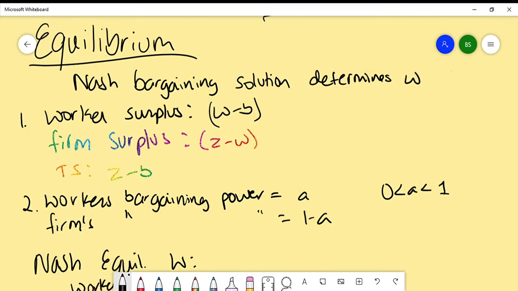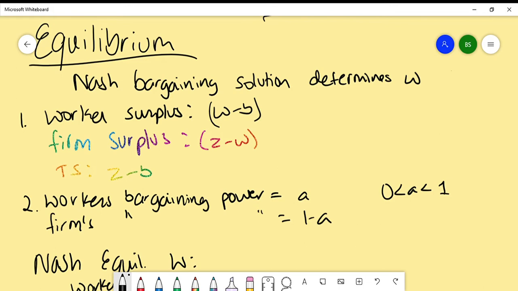The worker surplus is the benefit of getting the job versus just being in the labor market, which is W minus B. First they got B when they were unemployed but looking for a job, and now they get a job, they get W. So the overall benefit is W minus B. Is that clear? I think so.